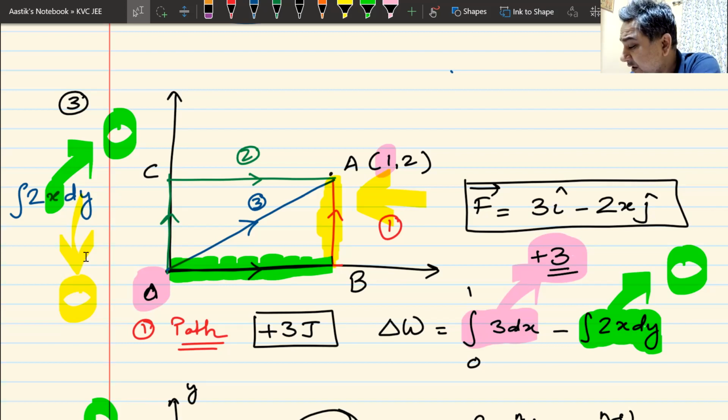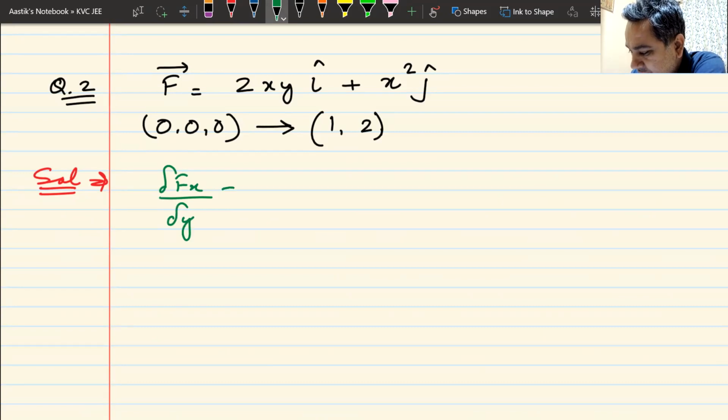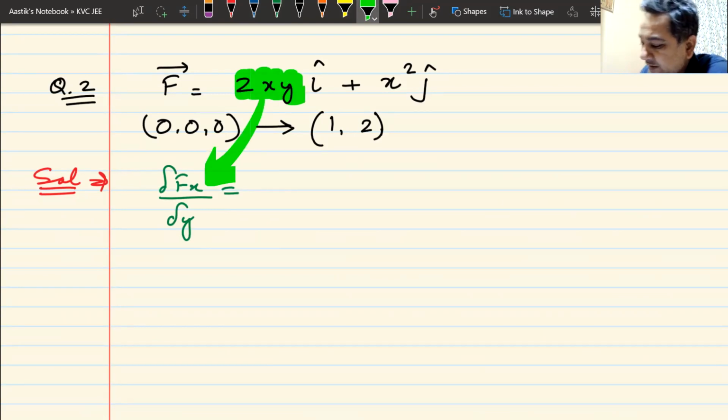But the force that I have given you now, you will have to first check whether it is conservative or not. So how do I check it? I find del of fx by del of y. How much is del of fx by del of y? I have to partially differentiate this with respect to y. What will I get?